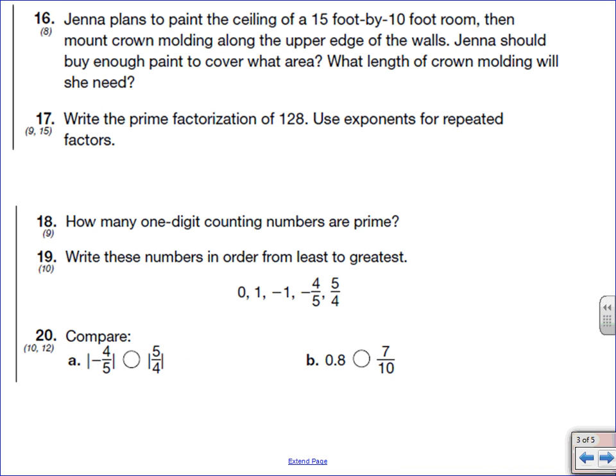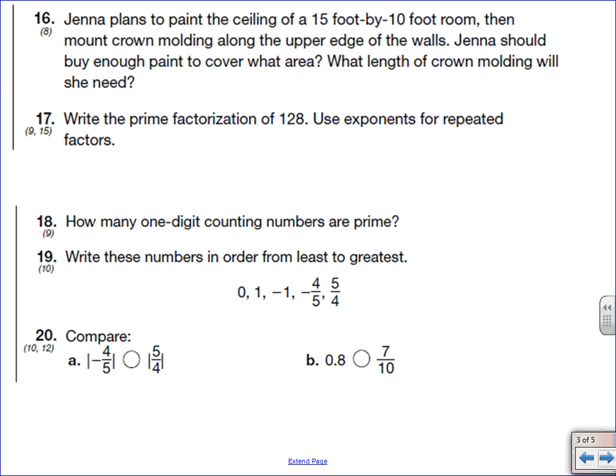Jenna plans to paint the ceiling of a 15-foot by 10-foot room. Then mount crown molding, which is the wood that can go around the ceiling, along the upper edge of the walls. Jenna should buy enough paint to cover what area?